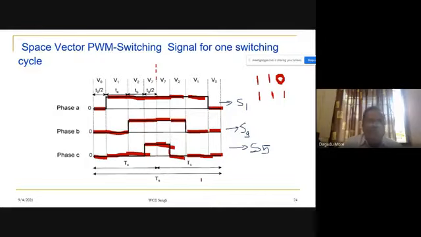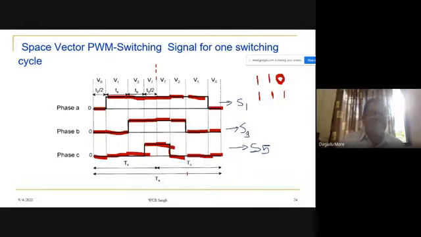And here we have seen that there will be only one change at a time, not two changes. So here all are 0. Then only S1 will be on. Then S3 will be on, then S5 will be on. And then again S5 becomes off. After that S3 becomes off, then S1 becomes off, like that.